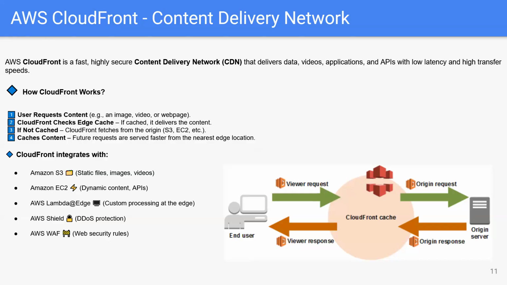If the content isn't cached in the nearest location, CloudFront fetches it from the origin, such as S3 or EC2, and caches it for future requests. That's how CloudFront works. If you access the S3 bucket directly to retrieve objects, you may experience some latency, so it's better to use CloudFront to access S3 objects. It is the recommended way, and you can easily create a CloudFront distribution using the AWS Management Console.